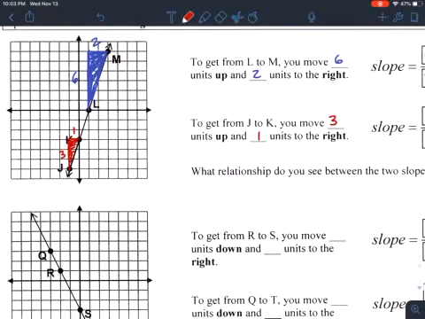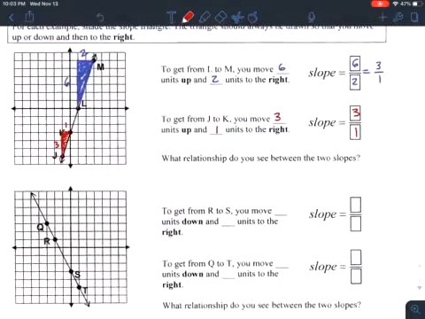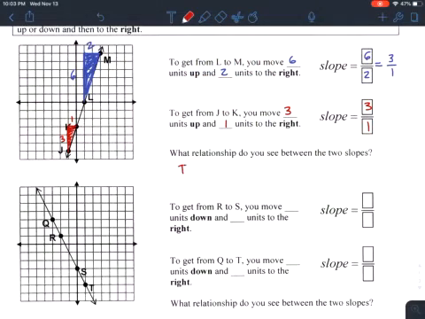Because if I am going up 3 and over 1 to the right, and I write that as my slope, that is actually going to agree with the slope I got in the first part. So again, what relationship do I see between the slopes? They are the same, and they should be because they are on the same line.